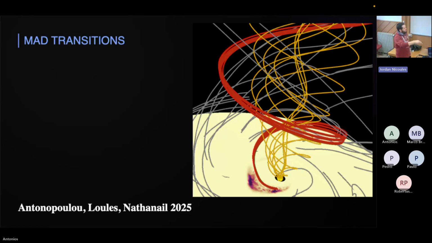Again, you have the accretion disk going around. The gray are field lines from the disk. The accretion disk is trying to bring all these gray field lines to the black hole. The golden ones are field lines that are exactly coming from the event horizon. And this red one is just a flux bundle. It was just expelled. It was just cut from the ergosphere.